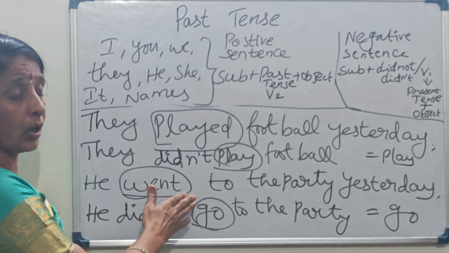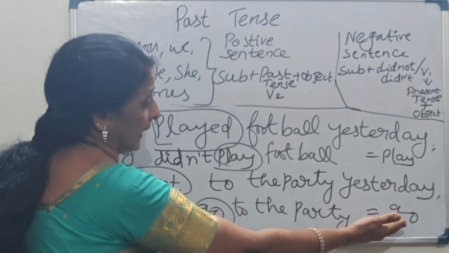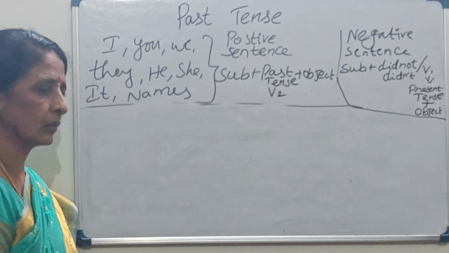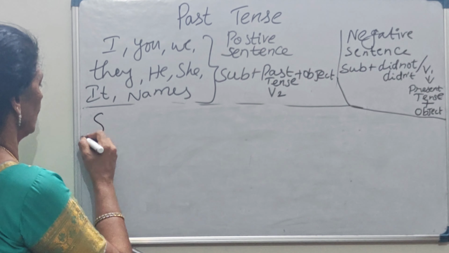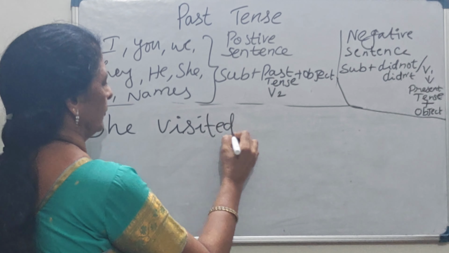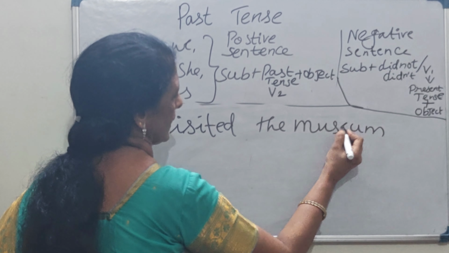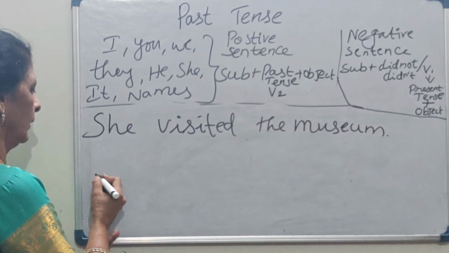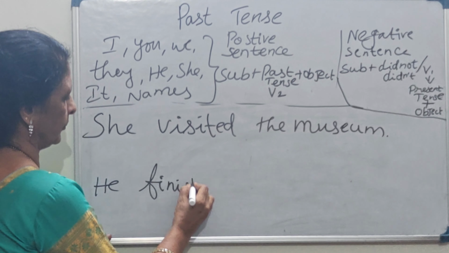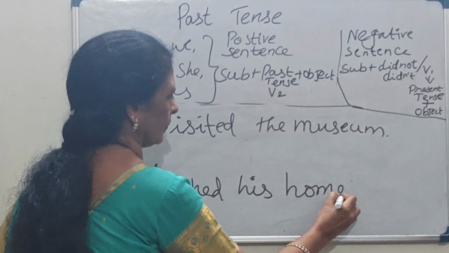Now, if you want to say a negative sentence, you should also know the present tense. So I have written the present tense here also. For went, go. Okay, next one. She visited the museum. Next one. He finished his homework.